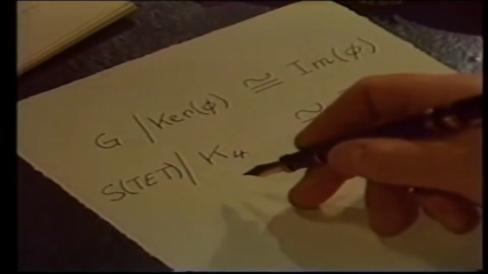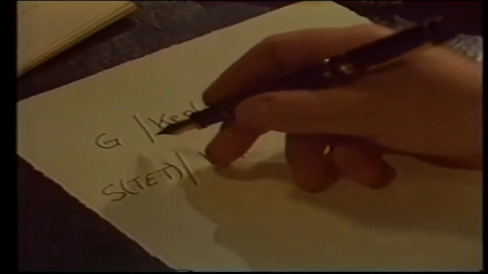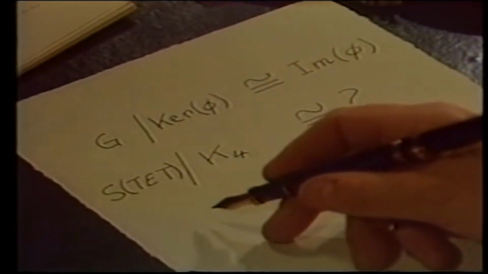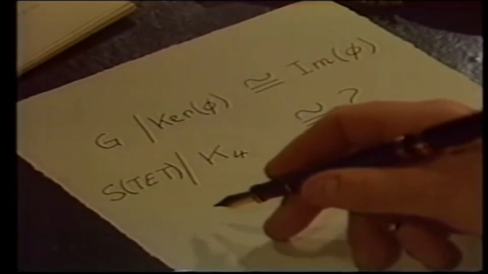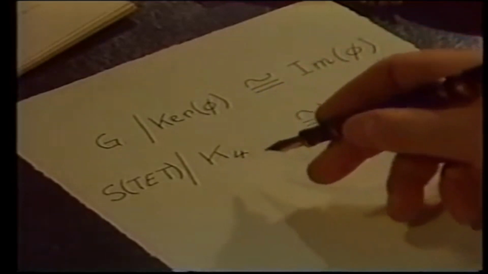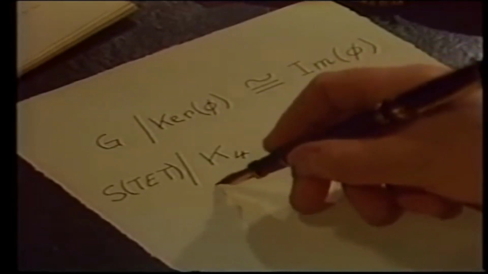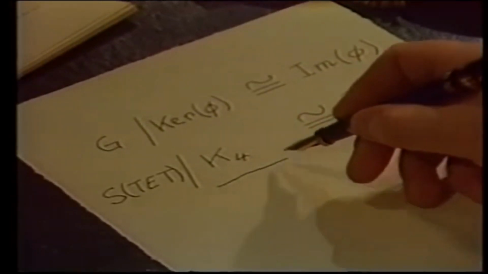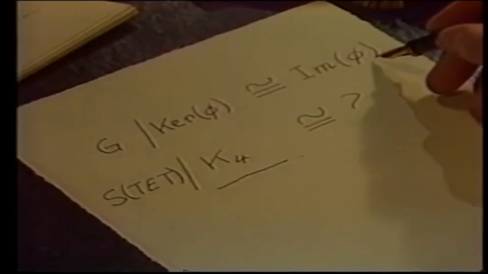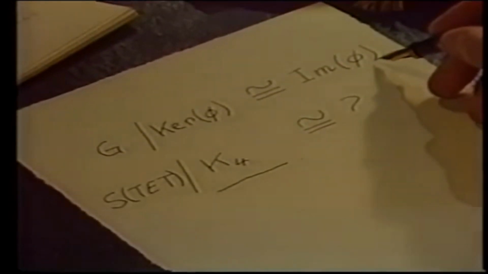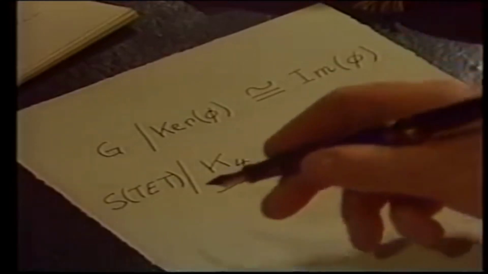Now, how do we apply the isomorphism theorem to the other question I asked at the start of the program? Which group is the quotient group S tet over K4 isomorphic to? Well, our group G is the group S tet of symmetries of a tetrahedron. And our kernel is the Klein group K4. We need to find a homomorphism with this as its kernel, and then find the image of that homomorphism. But first, what are the elements of this group S tet?